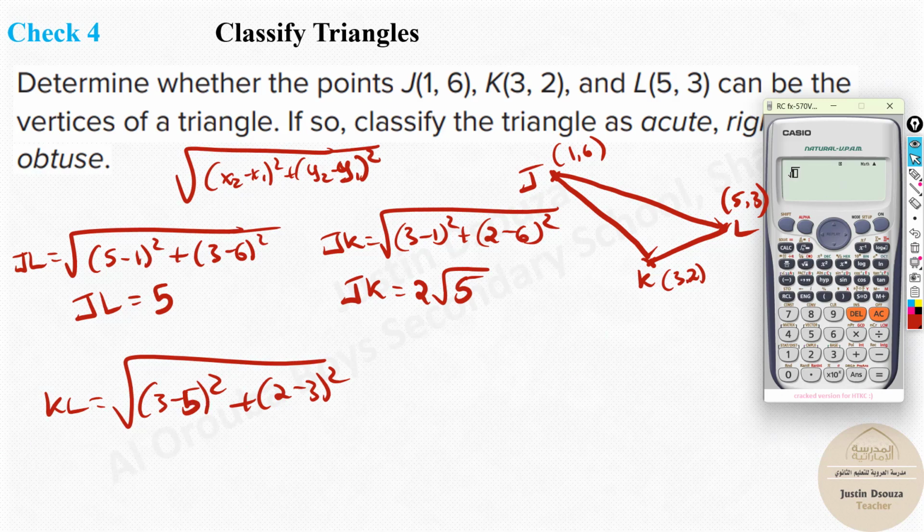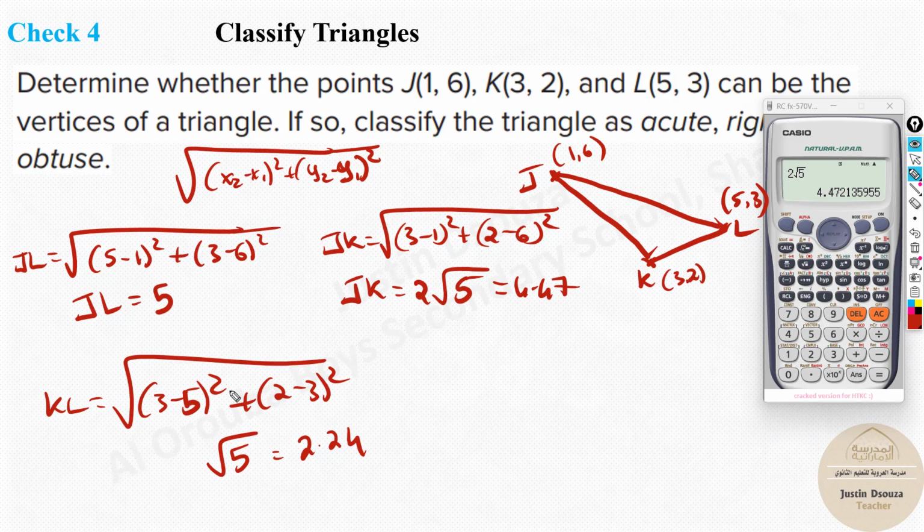We have the square root of (3 minus 5), which will be minus 2 squared, and 2 squared is the same thing, plus 1 squared. What is the answer? Root 5. Root 5 is equal to, you can just check it, 2.23, 2.24. Write it as 2.24, and 2 root 5 is equal to 4.47, and this is 5.